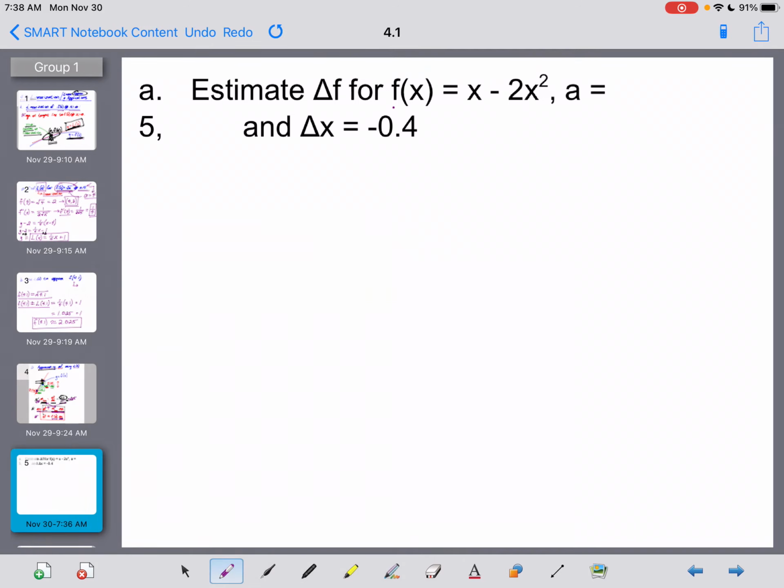Here we go. For this function right here, f of x is equal to x minus 2x squared, for an a value of 5 and a delta x value of negative 0.4. Okay, so we're going to do this. Then after we come up with an answer, maybe we'll go back and try to explain what it was that we have just found. But let's focus on directions, guys. The directions are telling us to estimate delta f. So let's not make this too complicated.